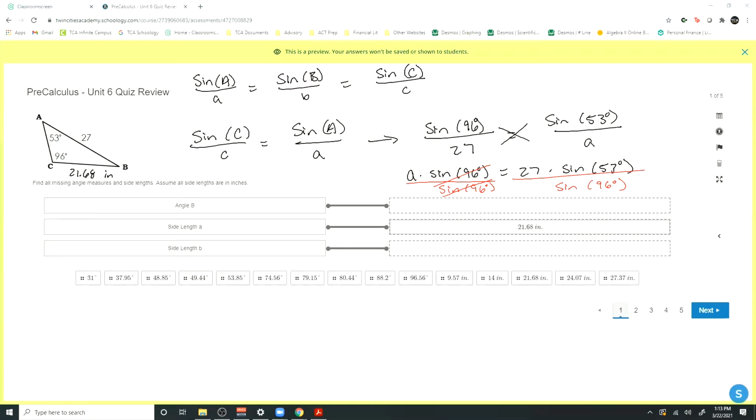All right, I see in chat someone asked, where did I get the 57 from? Do you mean this 53? I just kind of wrote it badly. Maybe that's what you mean there. That's supposed to be 53 degrees. Sorry about that.